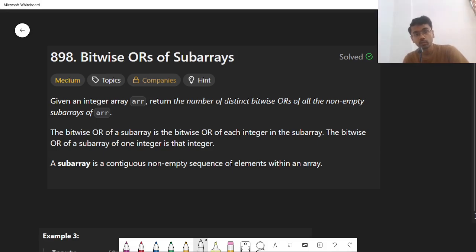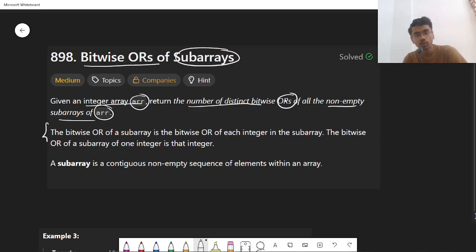So hello everyone, let us solve another LeetCode problem, and the problem name is Bitwise OR of Subarrays. So let us read the problem statement first. Given an integer array ARR, we need to return the number of distinct bitwise ORs of all the non-empty subarrays of the ARR array. Then they have given the definition of what is bitwise OR and what is a subarray.